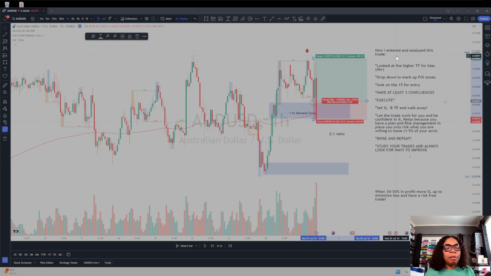So once I have at least 3 confluences, I'm going to execute my trade, like I said, on the 15-minute time frame, but looking at the hour for the trend and the actual trade play out. So once you get into the trade, once you execute, you are going to set your stop loss and your take profit and let the trade play out.